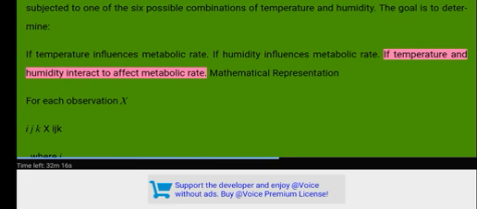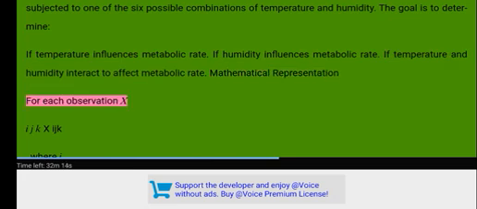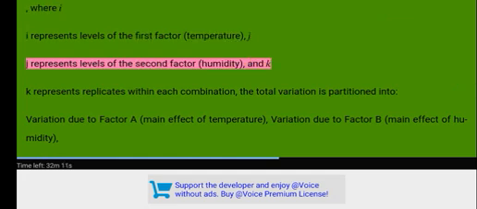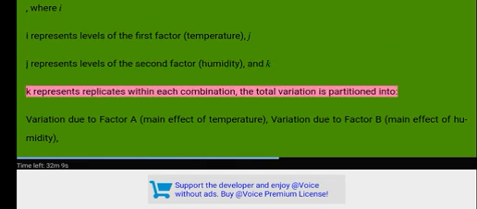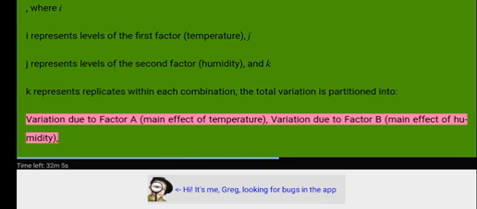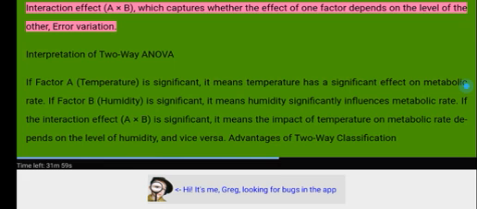Mathematical representation. For each observation X_ijk, where i represents levels of the first factor, temperature, j represents levels of the second factor, humidity, and k represents replicates within each combination. The total variation is partitioned into variation due to factor A, the main effect of temperature, variation due to factor B, the main effect of humidity, the interaction effect A times B, which captures whether the effect of one factor depends on the level of the other, and error variation.